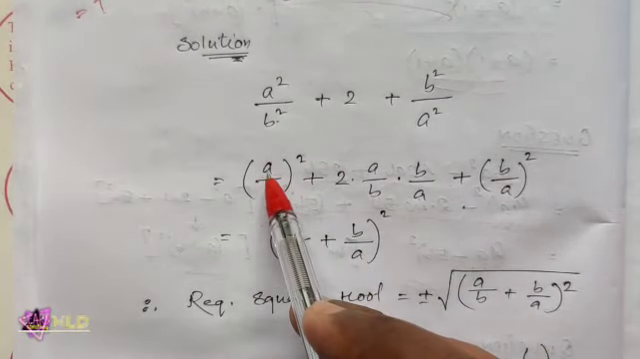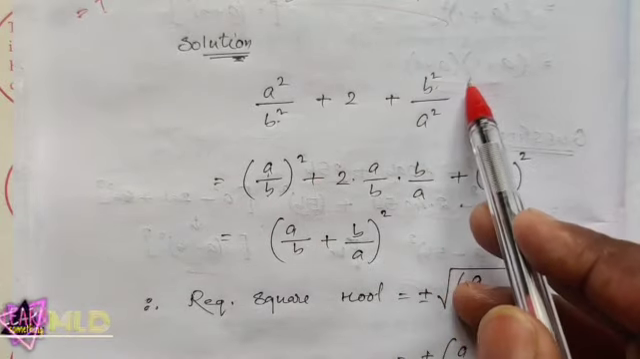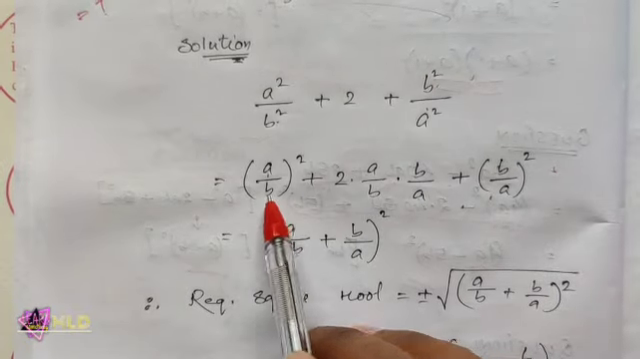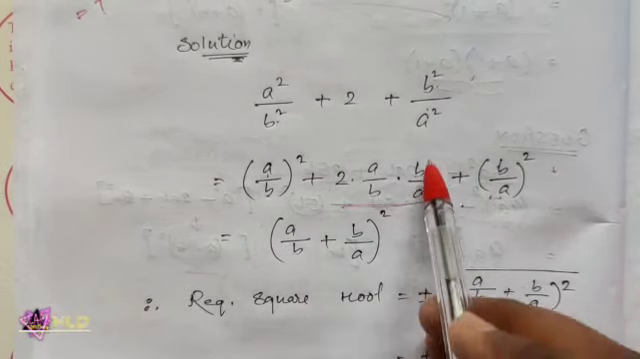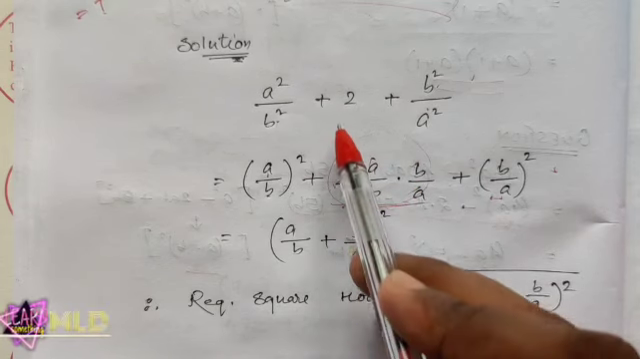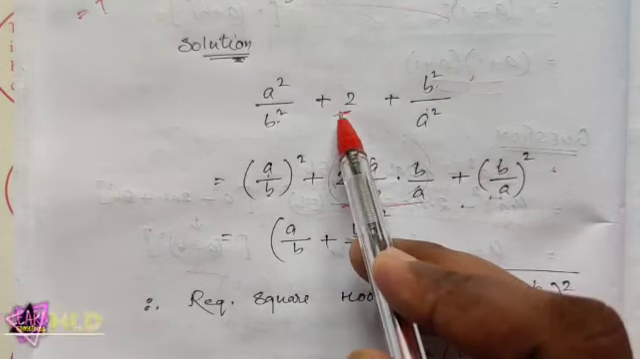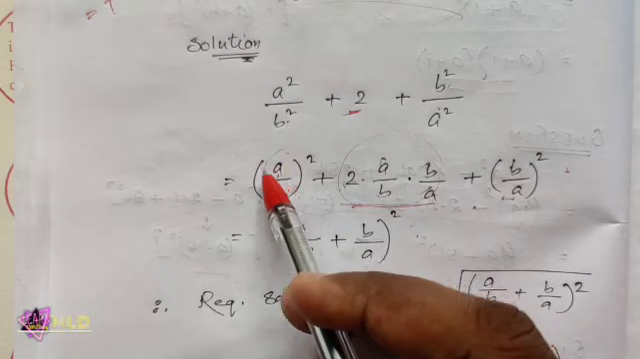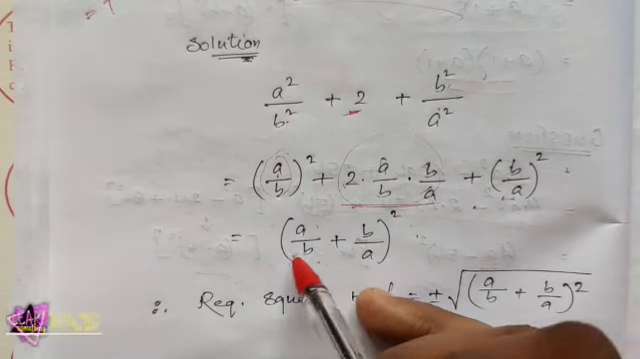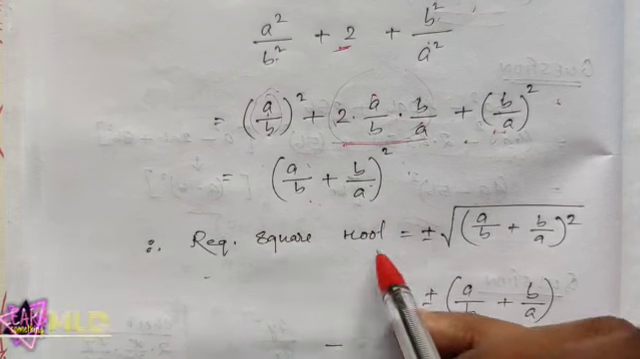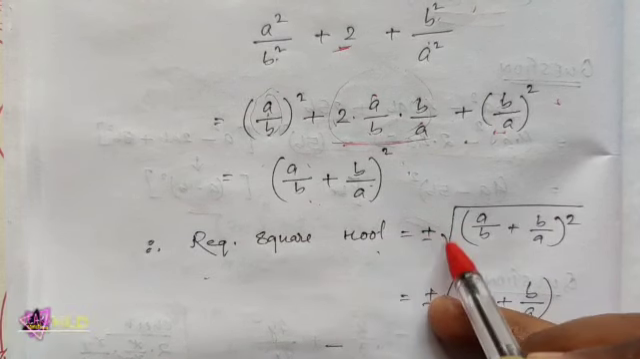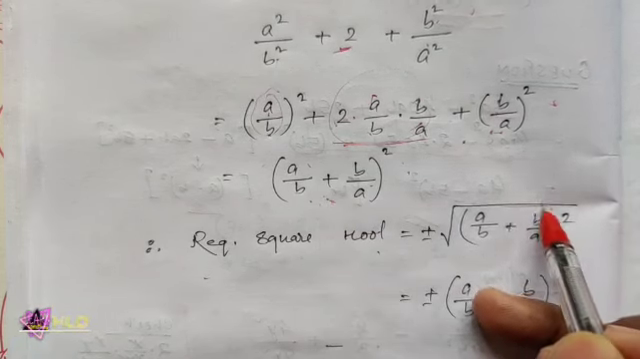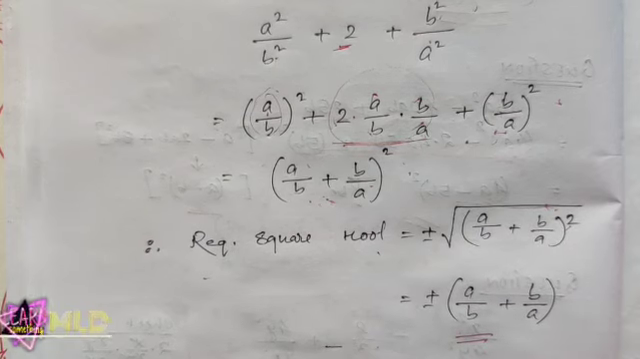Now this one can be expressed as a by b whole square, and this will be the second square number, which can be expressed as b by a whole square. Now if you multiply 2 with the first square number and the second square number, a cancels, b cancels, so we get 2. That means it is matching with the middle term of our given expression. That means this is a perfect trinomial square. Now we can write a plus b whole square. Here a means a by b and b means b by a, whole square. Now to get the root, just put plus minus root over this value. The square root is cancelled by the square, then we have the square root of the following expression.